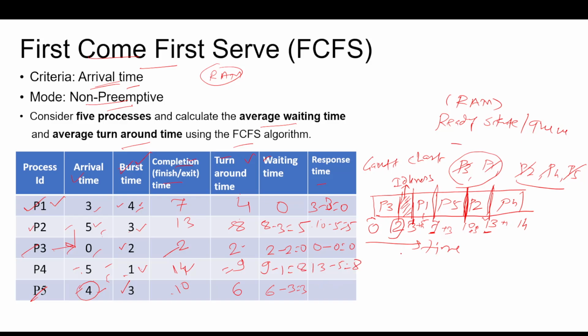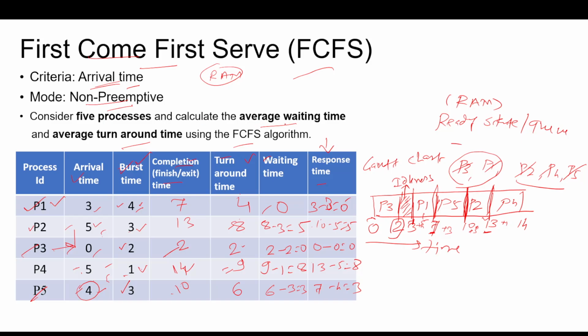And at last, when we provided CPU to the fifth process, here you can see the 7. So here 7 minus arrival timing is 4, again 3. You can see waiting timing and response timing is the same for the FCFS algorithm. That is why I mentioned that there is no need to calculate the response timing for the FCFS algorithm.